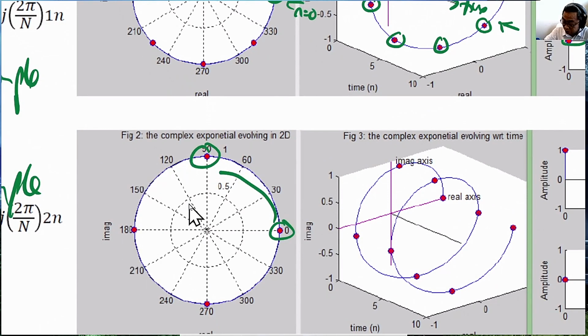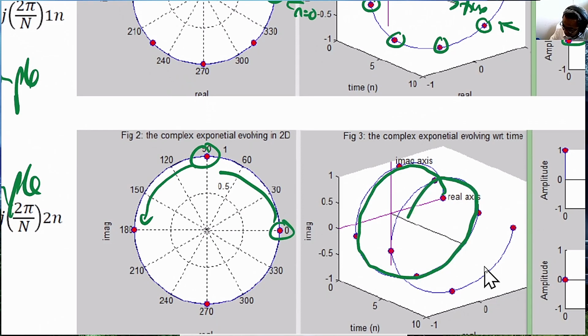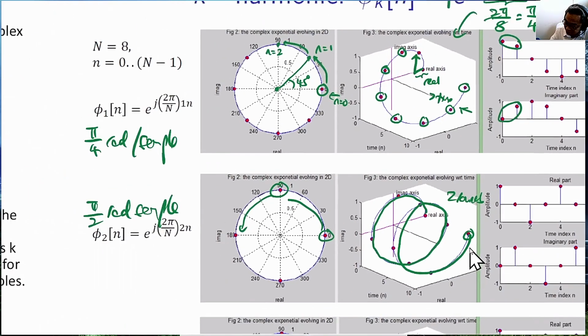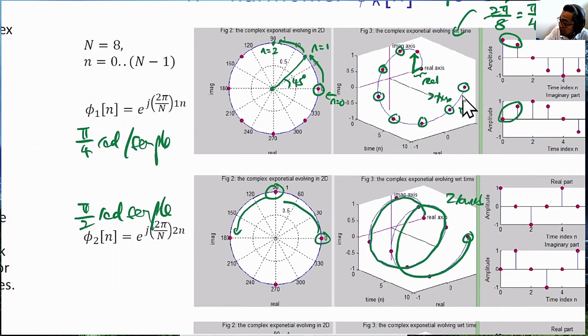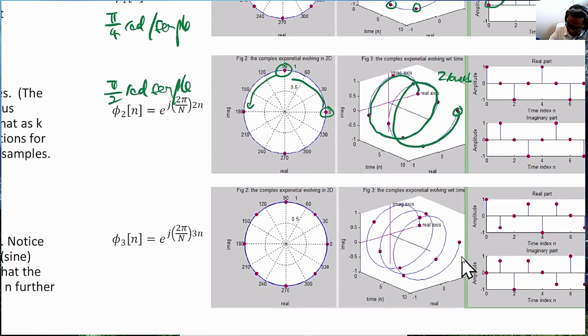So if I do it this way, what will you see? You will see that in the 8th sample, my complex exponential has moved along time, and I completed 2 rounds. So previously, at the 8th sample, I took 1 round. Here, for example, I took 2 rounds. Then of course, I can even make it spin faster.